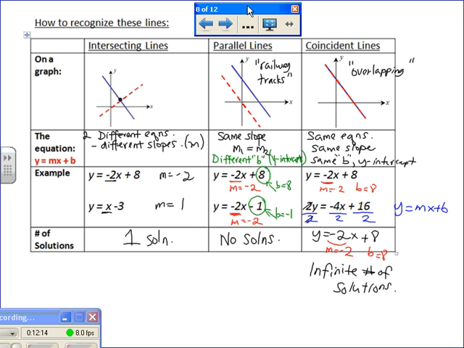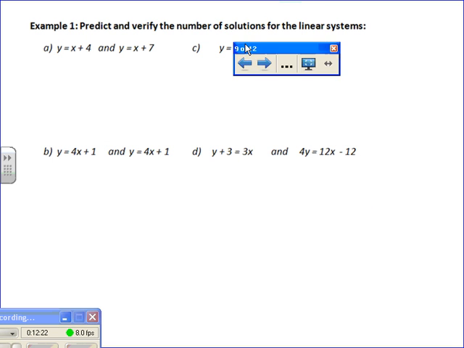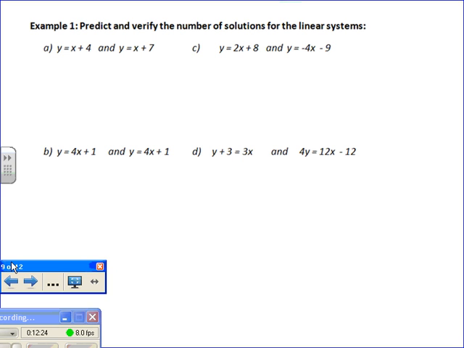Okay. Let's just really quickly finally look at a couple more examples and then I'll give you a chance to try some yourself. It says predict and verify the number of solutions for the linear systems. I'm going to do one or two of these now and then I'll just finish the last two in another really short video. So let's start with number 1 here. It says we have y equals x plus 4 and y equals x plus 7. Two different lines. Let's see what kind of situation we have.